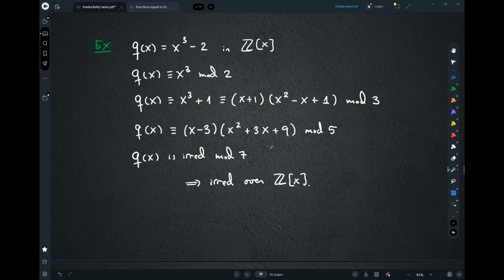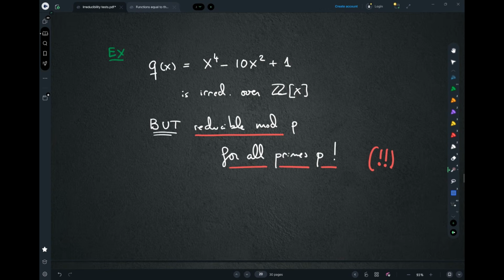And that implies, because 7 is an irreducible element of Z, that it has to be also irreducible over the integers. So you can see that sometimes you have to work a little hard and you have to try several primes to find a prime for which the reduction modulo pi works. However, that is not always the case.